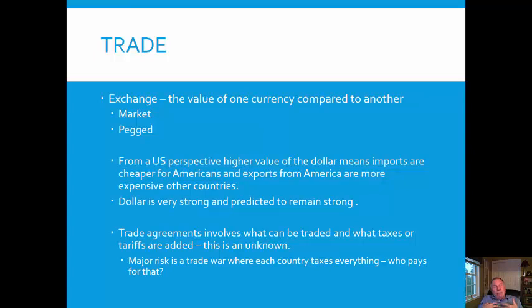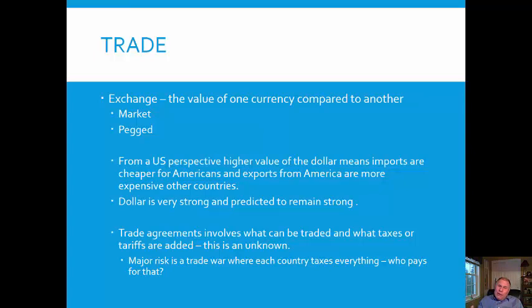On the other hand, remember, we still export $2.3 trillion of goods. So you take that and say, okay, other countries aren't going to buy it because it's becoming too expensive for them, so they can get it elsewhere. The dollar is strong and predicted to remain strong, so the risk is that with the high dollar, imported goods become even cheaper than they have been, thus making that trade imbalance even greater.